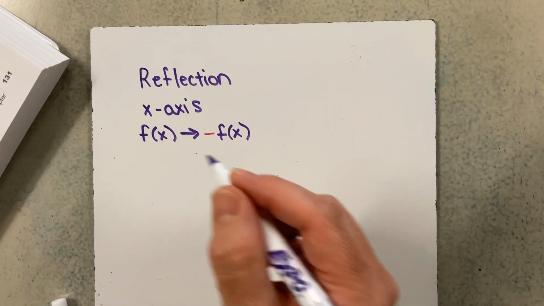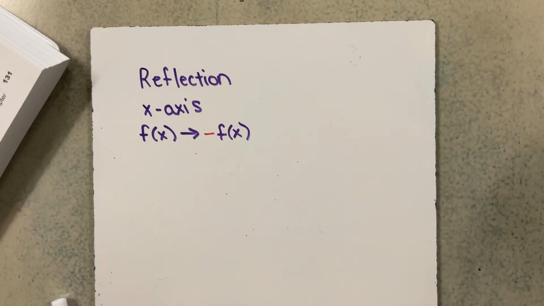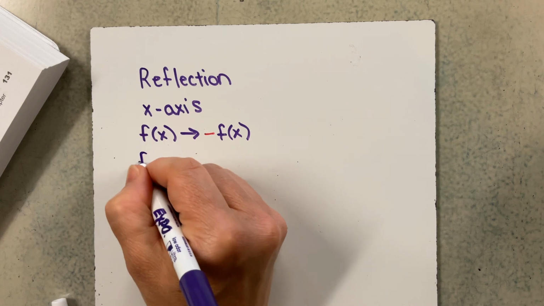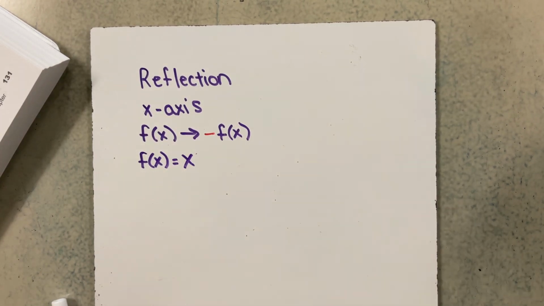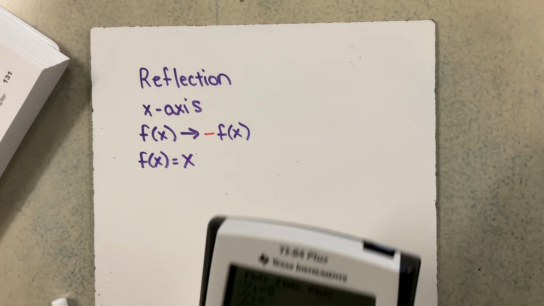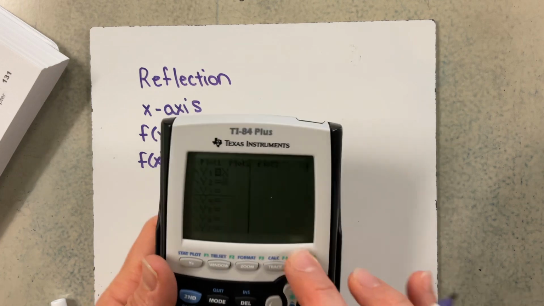So for instance, let's say f of x just equals x. Okay, and let's do this on the calculator. So I'm just going to type in an x and graph it.